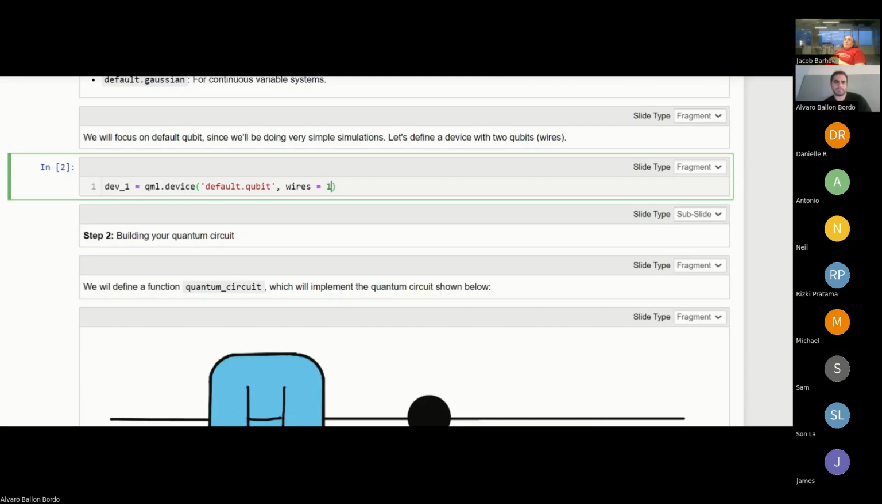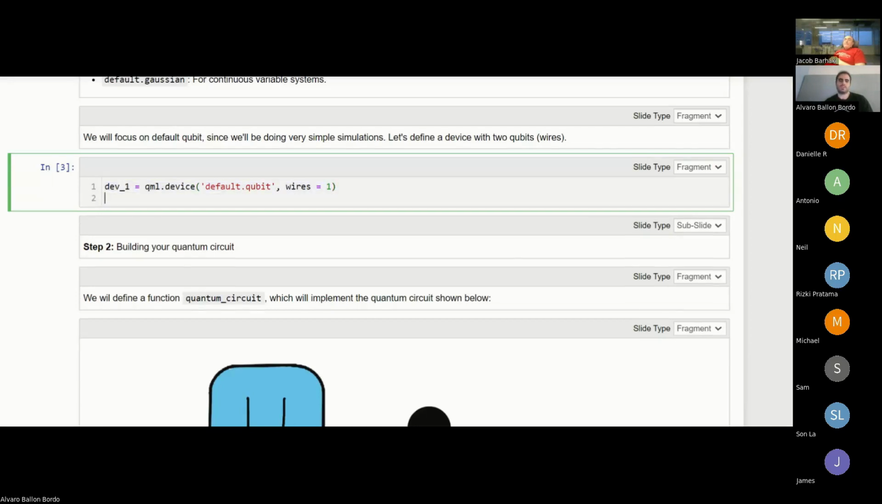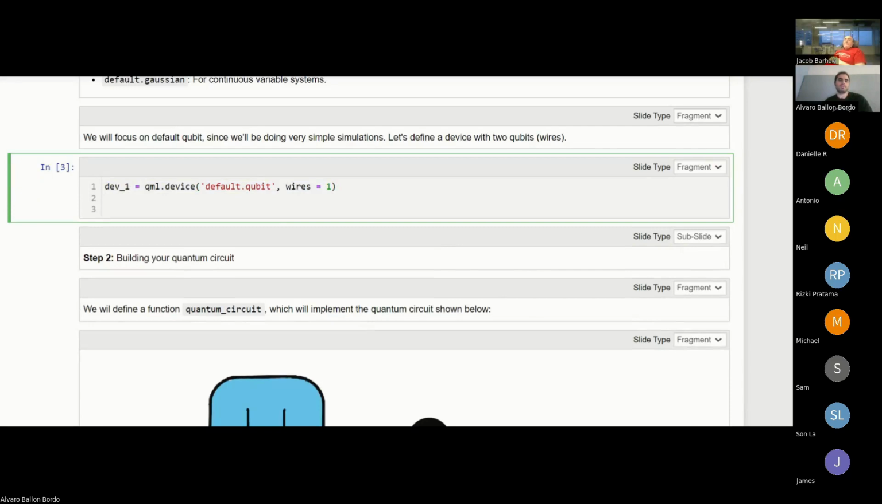already familiar with quantum computing. I adapted it, but I think I should do something a little bit easier. Let's work with 1 qubit first, okay? I'm going to call this dev1, and we're just telling pennylane we're working with 1 qubit. And then we are going to create our algorithm.